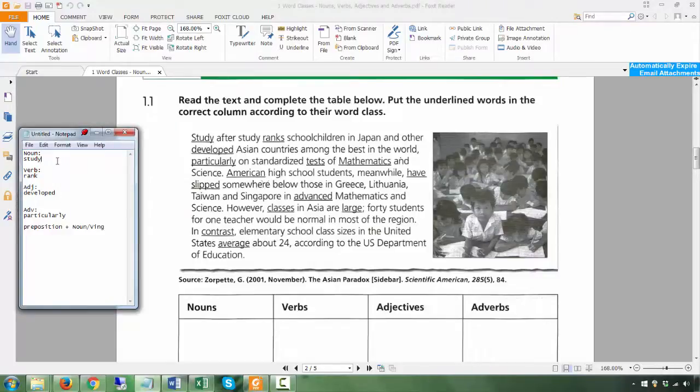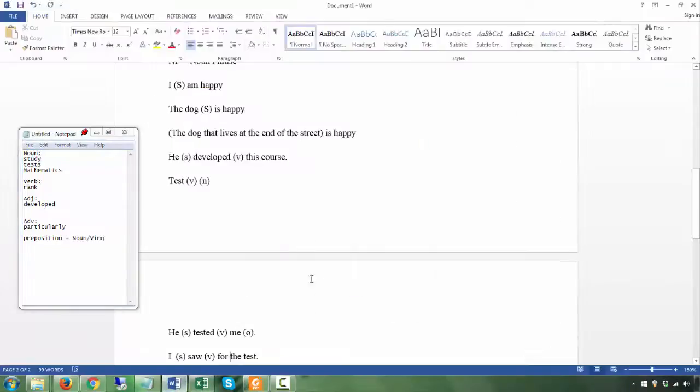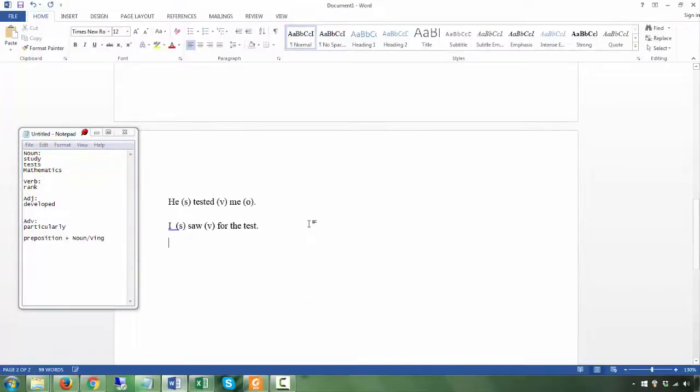Where were we? "Test" here is a noun. "Of maths" is also a noun, mathematics. Right? American. Now, what is "American" here? If you use the word "Singaporean", what does "Singaporean" mean? It could be two word classes. It could be a noun. It could be an adjective.